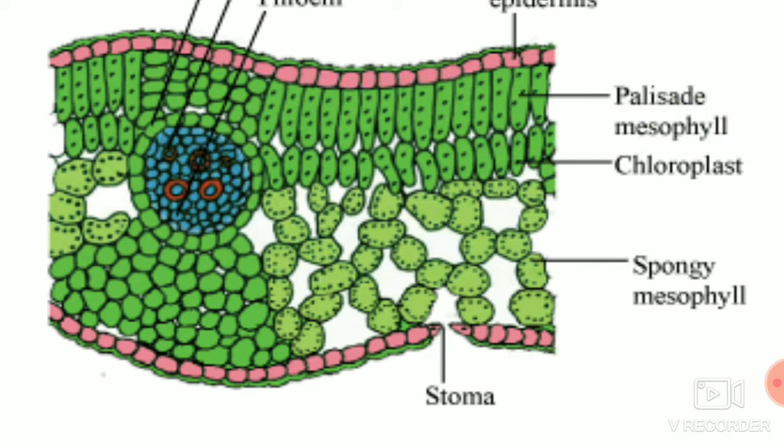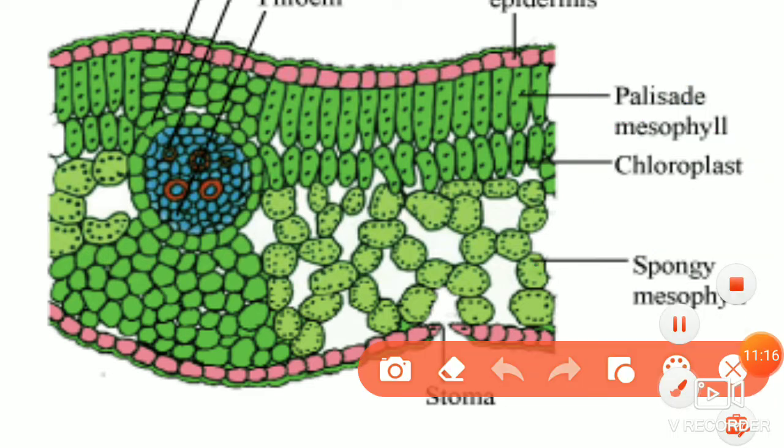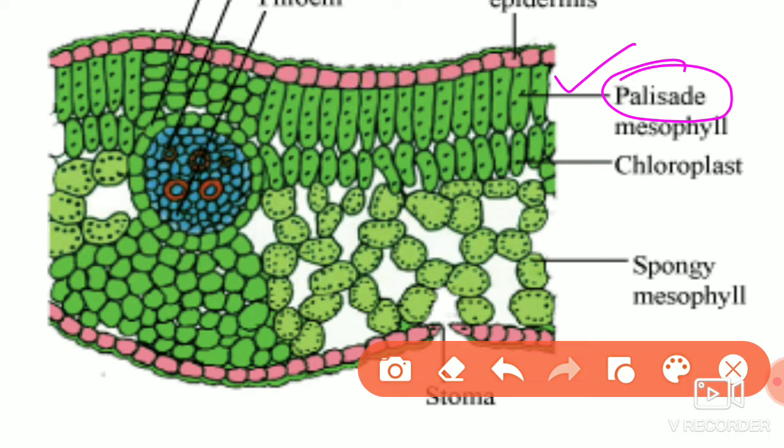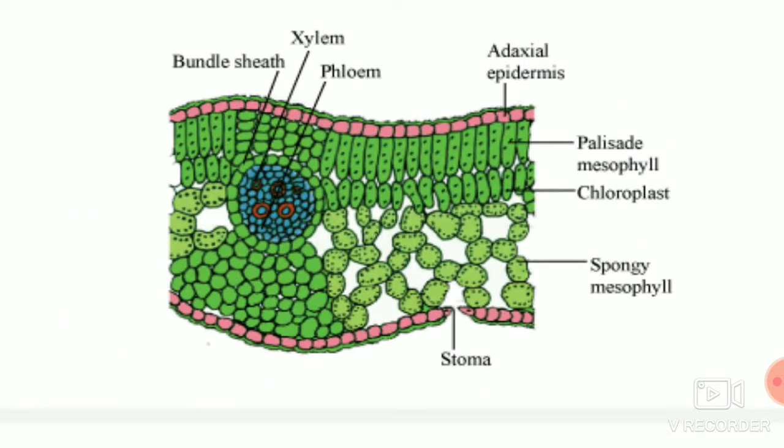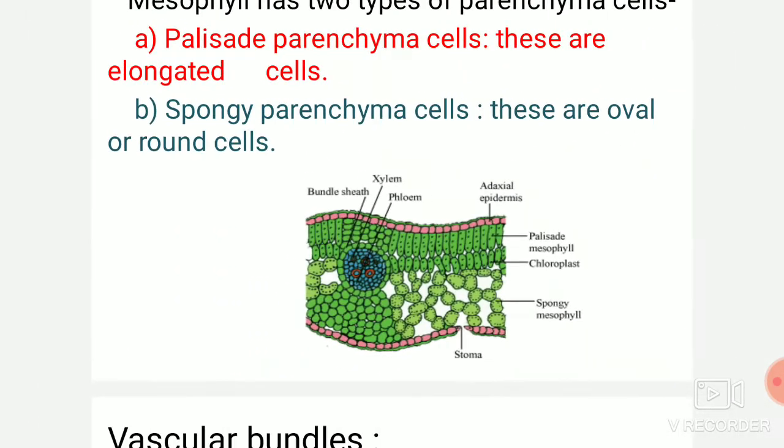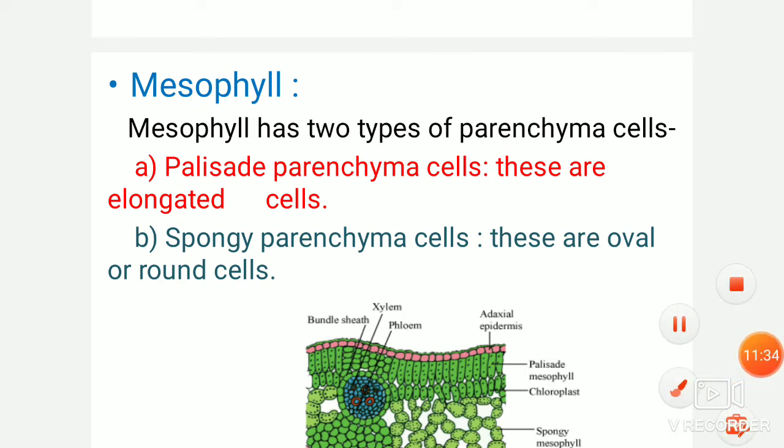In the mesophyll tissue, there are two types of parenchyma cells. The first one is palisade parenchyma cells. Another one is spongy parenchyma cells. That's the mesophyll tissue which is present in the dicot leaf.